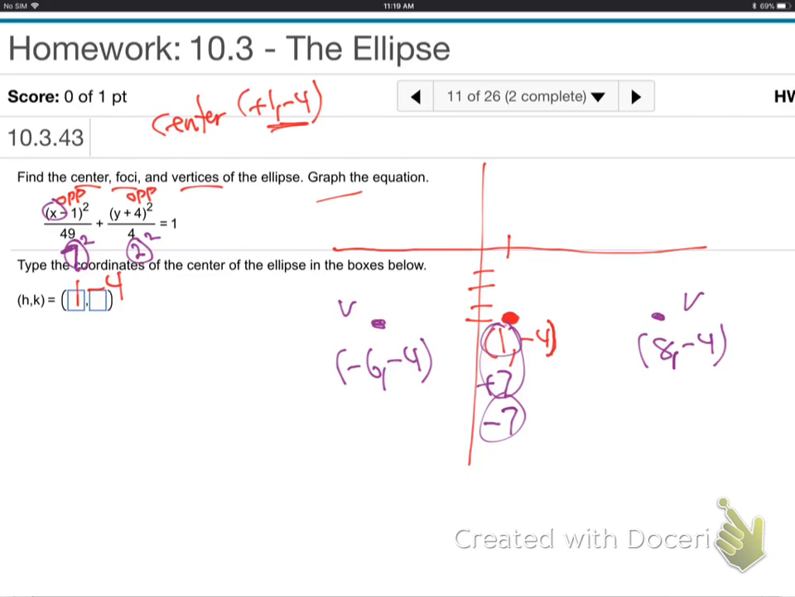The up-down are not going to be the vertices. They're going to be just edge points. But these are the vertices because they're the major edge points.